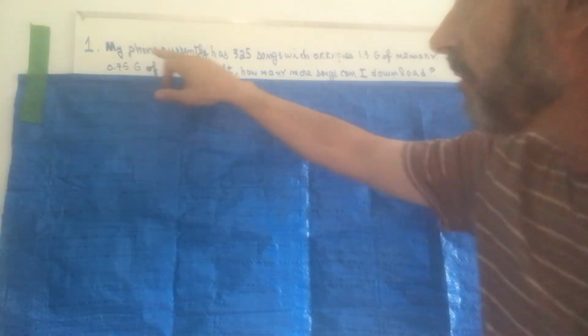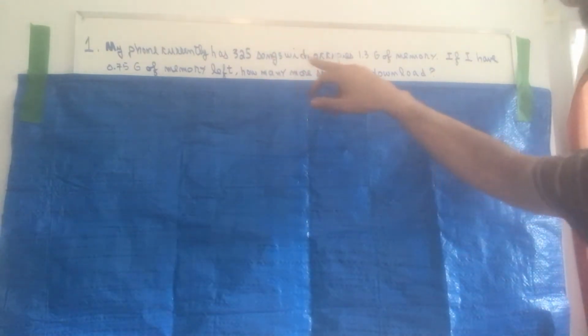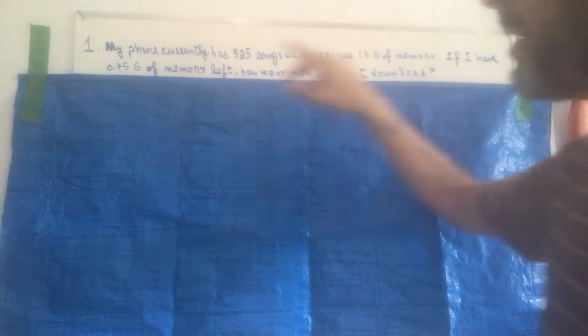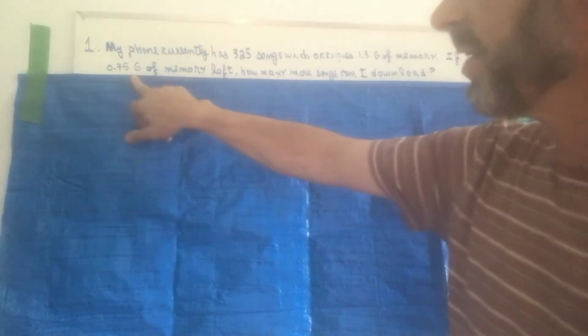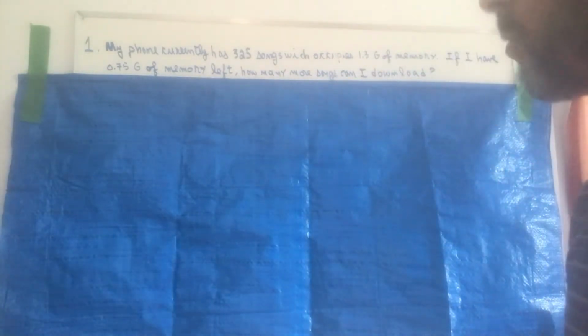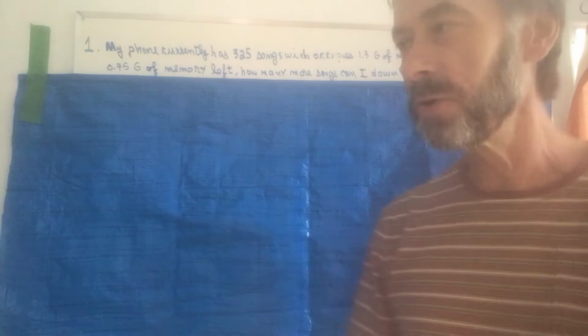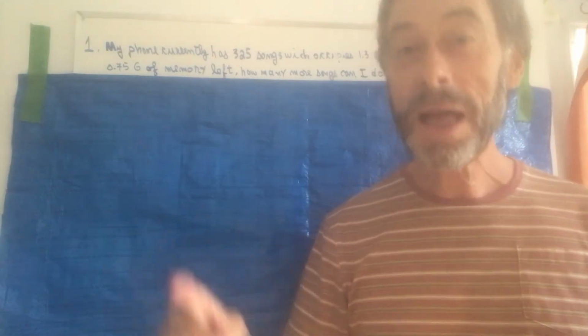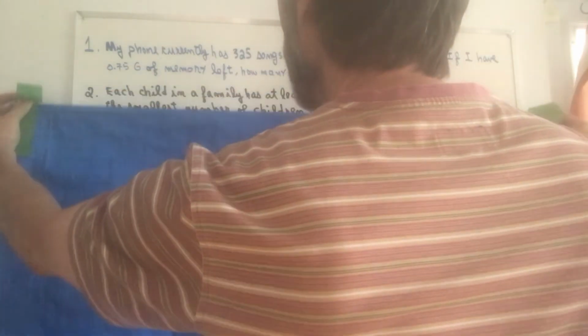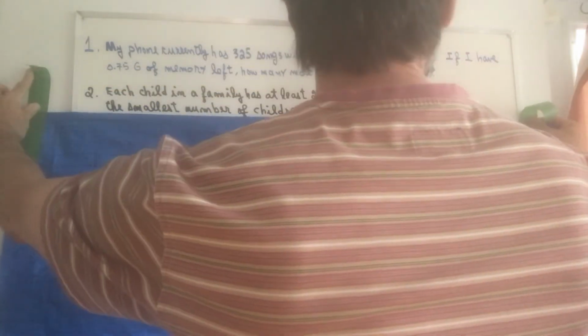Once again, my phone currently has 325 songs, and these 325 songs occupy 1.3 gig of memory. Apparently, I have 0.75 gig left. So how many more songs can I download? That's my problem number 1. If you can do this, good for you. If you can do this with algebra, better for you, because algebra can be used here at a fairly elementary level.